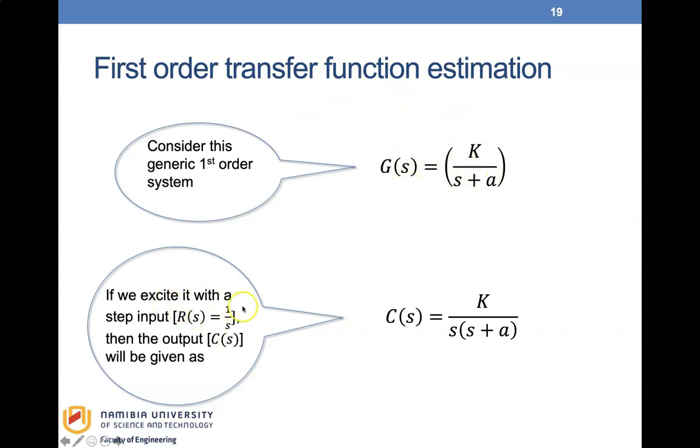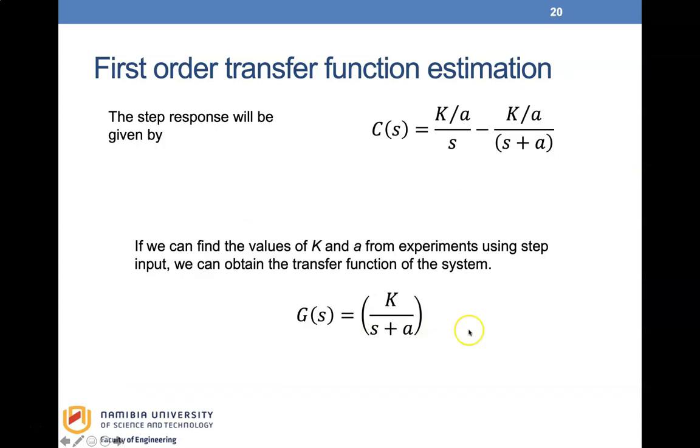If we excite this system with a step input, which is 1 over S, our output then will be K over S times S plus A. So the step response will then be K over AS minus K over A times S plus A. Of course, this is after you've performed your partial fraction expansion. If we can find the values of K and A from experiment using step input, we can obtain the transfer function of the system, which means we can estimate the transfer function. The generic transfer function we know is K over S plus A. So if by some kind of experiment we can find our K and A, we should be able to estimate the transfer function of a first order system.